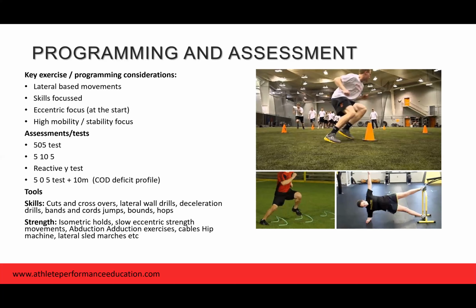In terms of strength, we want to tick off some isometrics first to expose them to that range of motion, develop that stability. Slow eccentric strength is going to be really important. Abduction and adduction exercises are going to have a huge place, especially around the hips. Cable hip machines can be really effective to develop some of those intrinsic muscle controls, and lateral sled marches are also a really good one. So anything where we're starting to take that plane of movement in a different direction. Medicine balls can also be really effective too, especially for developing some rotational power as well.